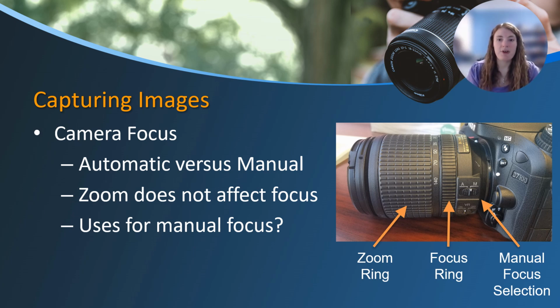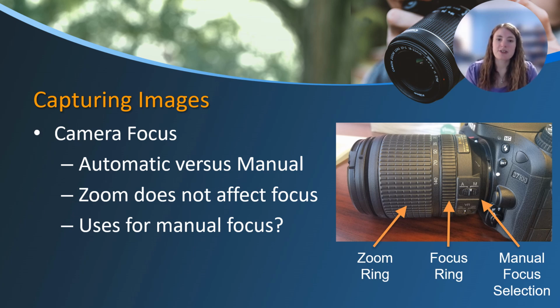Using manual focus, you can use the focus ring on the camera to properly focus the image without relying on the camera sensor. Manual focus is also useful when you encounter difficult lighting solutions like fire scenes and outdoor scenes where those sensors don't work very well.